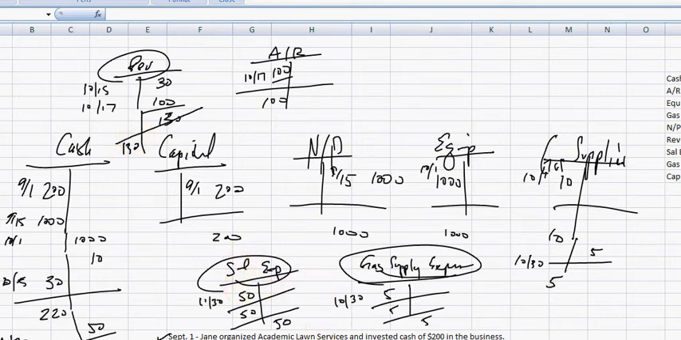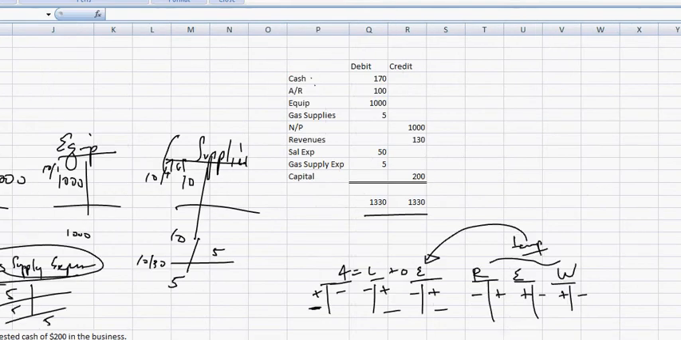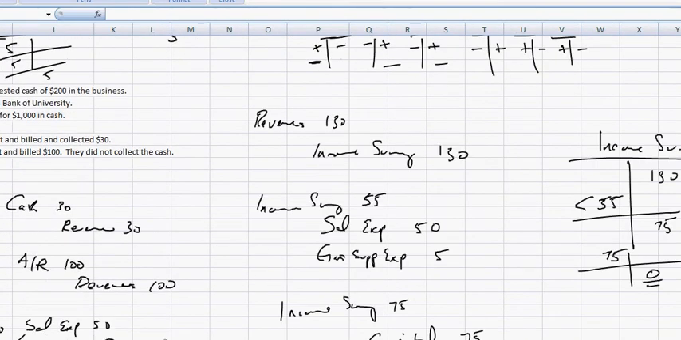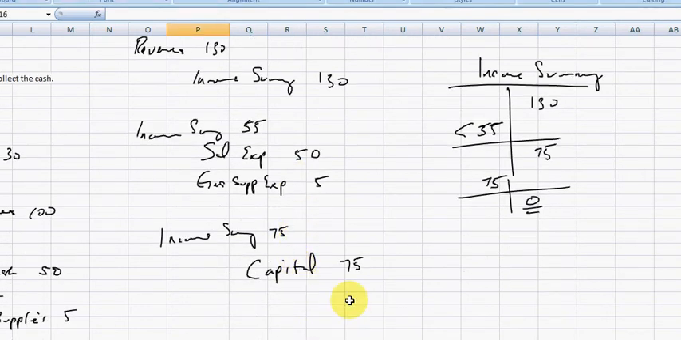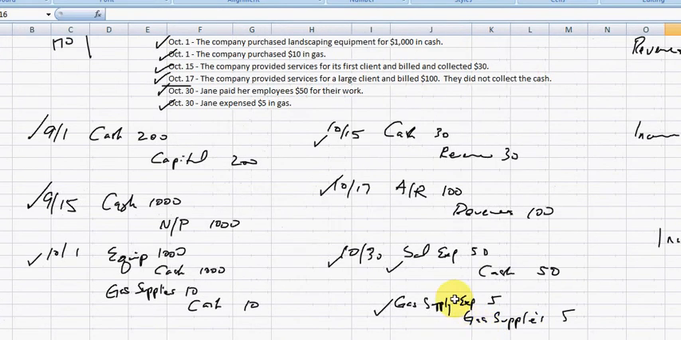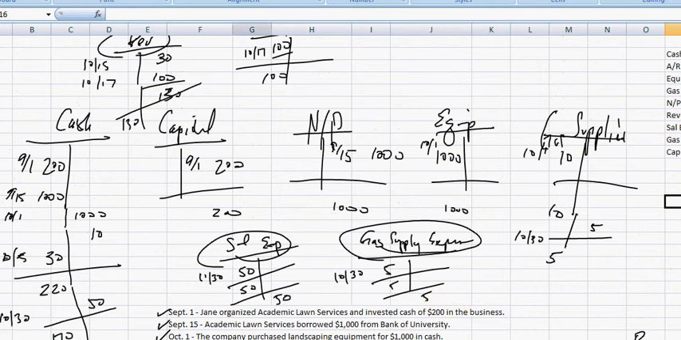A debit to revenue, which means a credit to income summary. And then our last journal entry, we debited income summary, and then we credited capital. So let's account for that in our ledger for capital. We need to credit capital by 75, making that 275.